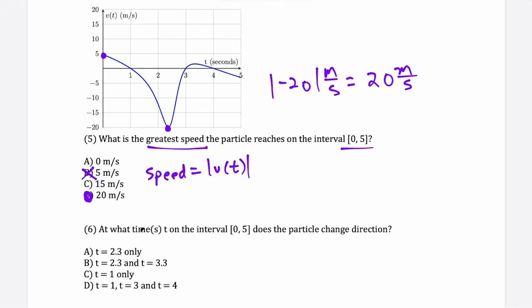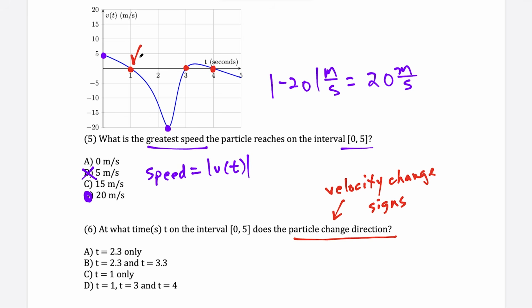Question 6, we want to know at what time or times t on the interval 0, 5 does the particle change direction? So when you're looking for when the particle changes direction, you're looking for when does the velocity change signs. Okay, so we're looking for when does velocity change signs. And for this, we could find right from the graph. So if we look over at the graph here, you can notice here that we have three roots. We have a root at t equals 1, at t equals 3, and at t equals 4.